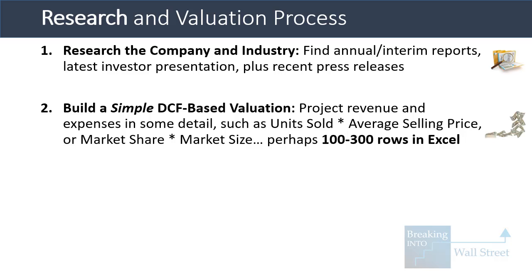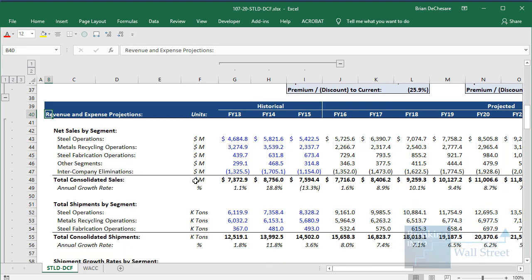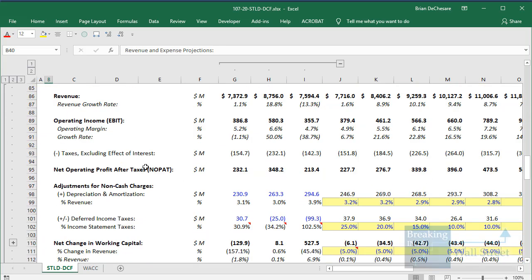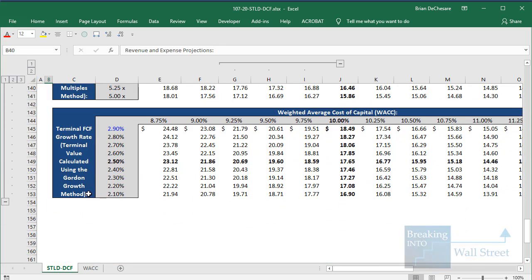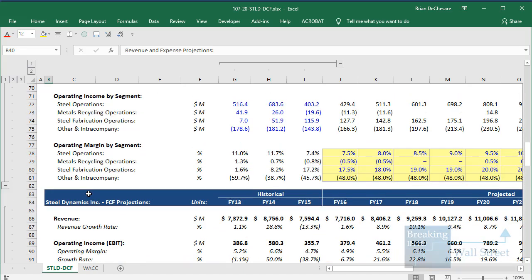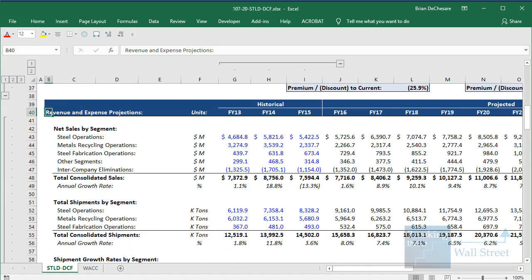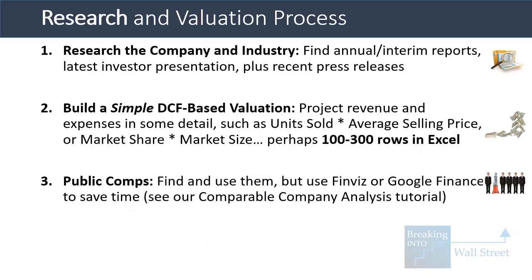and aim for around 100 to 300 rows in Excel. If you've seen our DCF example for Steel Dynamics, where we split up its sales into 3 main segments and a couple smaller ones, something like this would be reasonable for a stock pitch, where we get up to around 150 or so rows here. You don't want 5,000 rows. You want something in that range. We'd say 100 to 300 rows in Excel for your projections and DCF analysis.